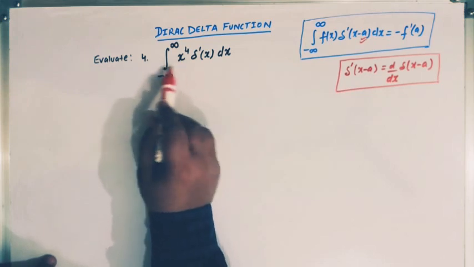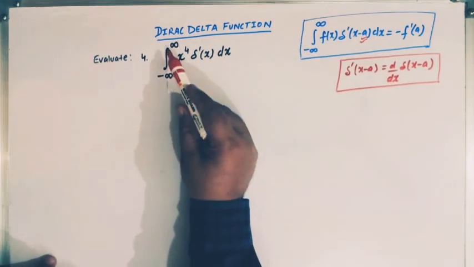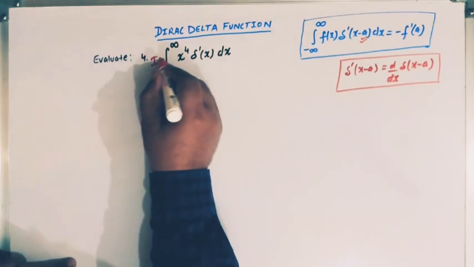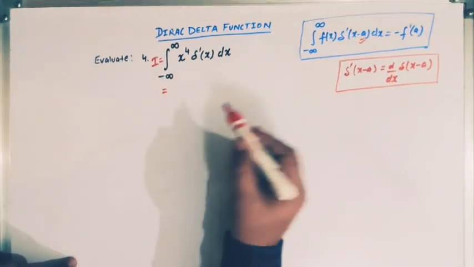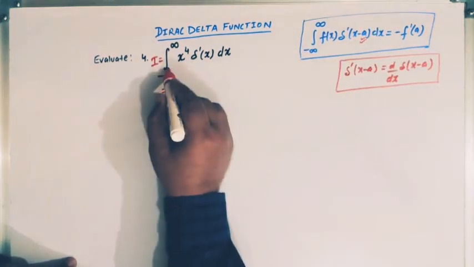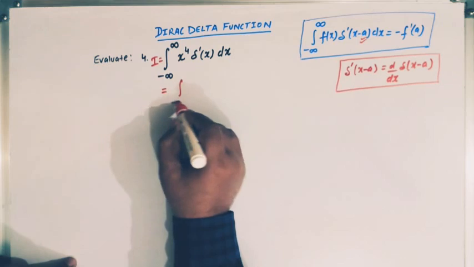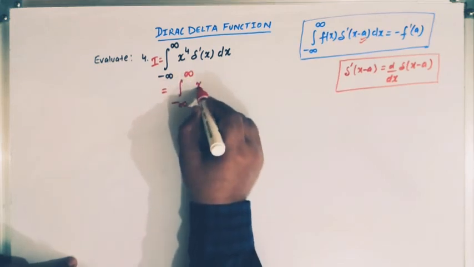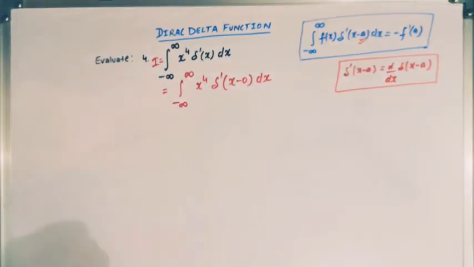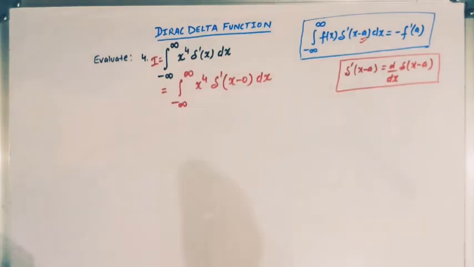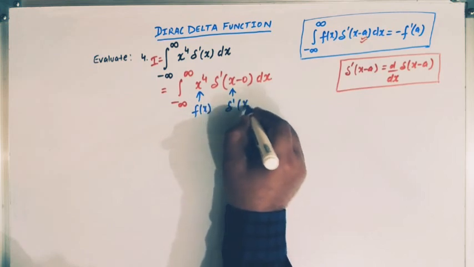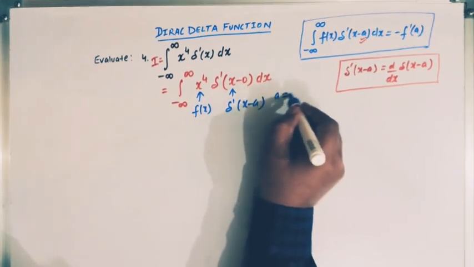Now let us take this problem. So here we have to integrate from minus infinity to infinity x raised to 4 delta prime of x, right? So let us call this integral as I, and again we'll follow the same steps. We'll compare this given integral with this one, so we can rewrite this integral as minus infinity to infinity x raised to 4, and delta prime of x can be written as delta prime of x minus 0 here, right? Okay, so now if we compare, then we see that this is f of x, and this is delta prime of x minus a, and the value of a is 0, right?